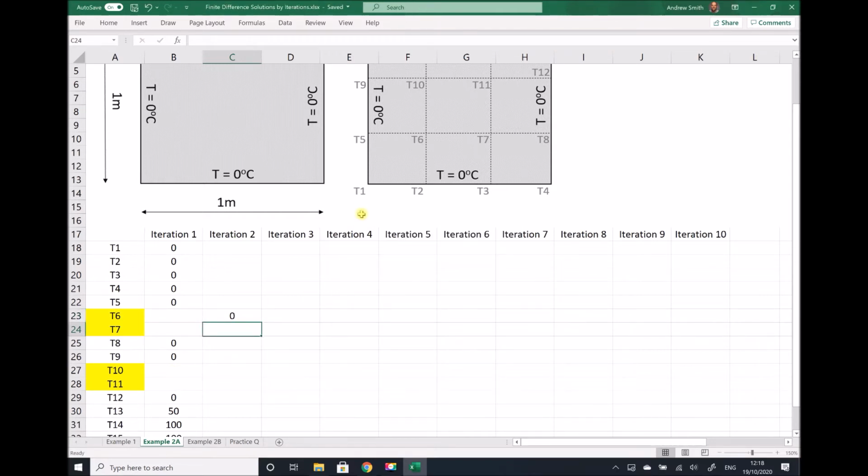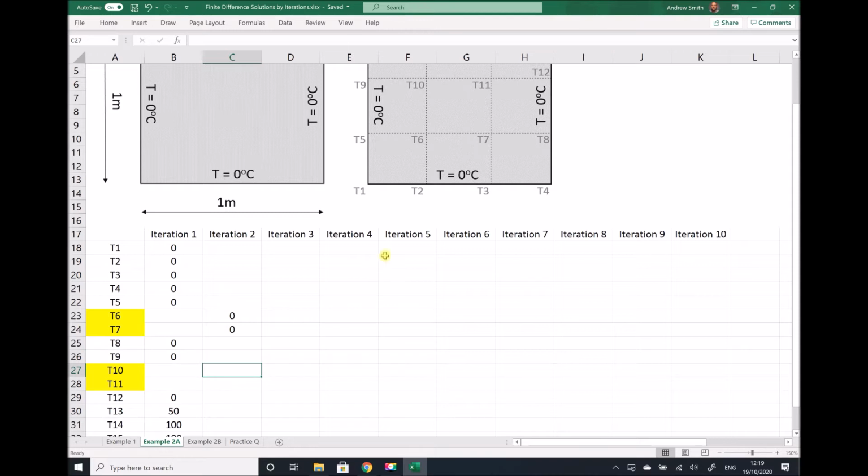I'm going to do the same for point 7. Now point 7 is the average of T3 plus T6 plus T8 plus T11. So I'm going to type equals, again it's a quarter, times, open brackets, T3 is 0, we need to add T6. Now for adding T6, I'm going to click the box that corresponds with the first iteration for the same reason as before. So we've got T6 plus T8, which is 0, plus T11, which I'm going to cell reference again. So we've got plus T11. So it's the average of those 4 cells.